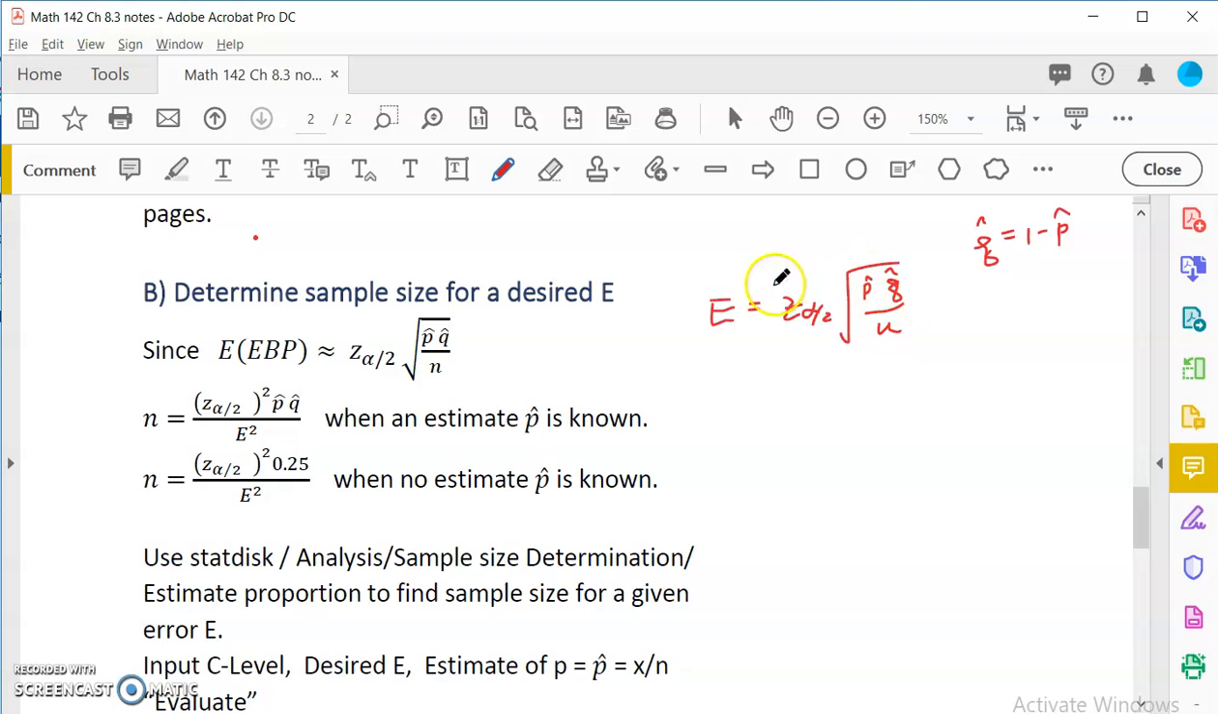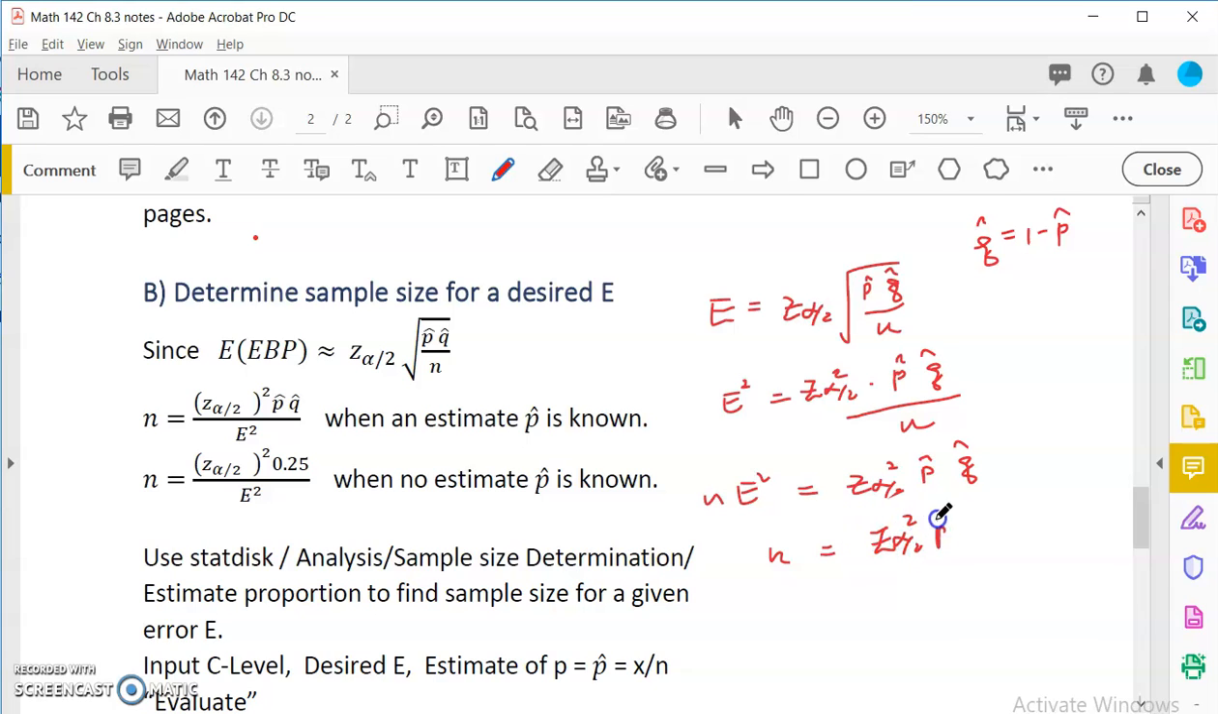So we want to solve for n, so we just square both sides just like before. E square is equal to z alpha over 2 square, and then this p hat q hat would be free from the root, and n is also free from the root. Then we multiply by n on both sides. So this would be z alpha over 2 square, p hat, q hat, no square though, because it was under the square root. That's it. And then we say n is equal to dividing this by e square: z alpha over 2 square, p hat, q hat over e square. So we can figure it out.